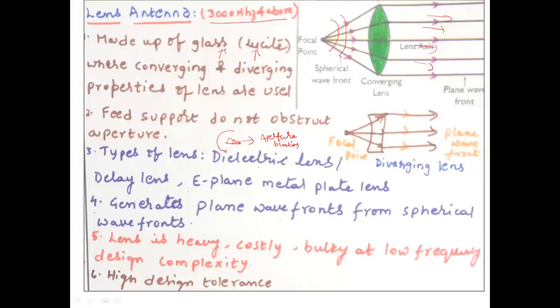So, depending on the size of the lens, its operation will vary. We'll be having the slow lens or otherwise delay lens, and the fast lens. Application dependent, we'll be choosing either of these types of lens antennas. And the lens is heavy, costly, bulky at low frequencies. Already I said, that's why we always prefer the highest frequencies for the operation of lens antenna. And here design complexity will be there as the material we are using is glass-related material. And high design tolerance will be required in this as we are going with the aperture blocking overcoming concept, right?